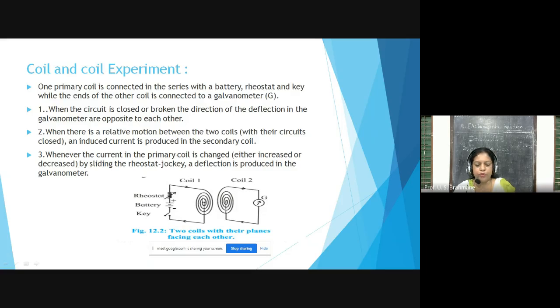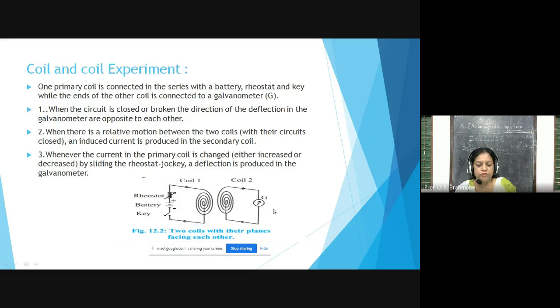So remember, now this is as good as the magnet. Now we'll see the three changes. First, when the circuit is closed or broken. Remember, when the circuit is closed or broken, by the key we can do this. When the circuit is closed or broken, the directions of the deflection in the galvanometer are opposite to each other.